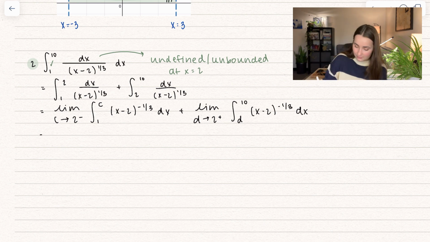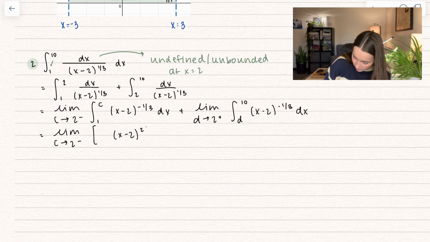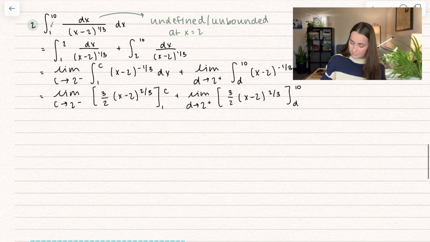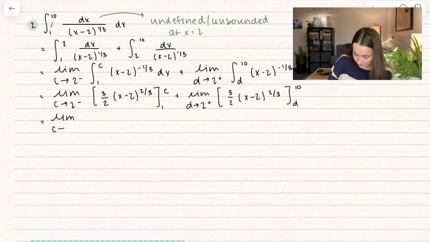So let's go ahead and evaluate these integrals. We have the limit as c is approaching 2 from the left. And this is going to be, I'm going to add 1 to the exponent. So that's going to be (x minus 2) to the 2/3, and then I divide by the exponent, or I can just multiply by it flipped. And that's going to be from 1 to c, and I'll fill in the other one the same way. Our next step here is to plug in upper minus lower, so I'll go ahead and do that.